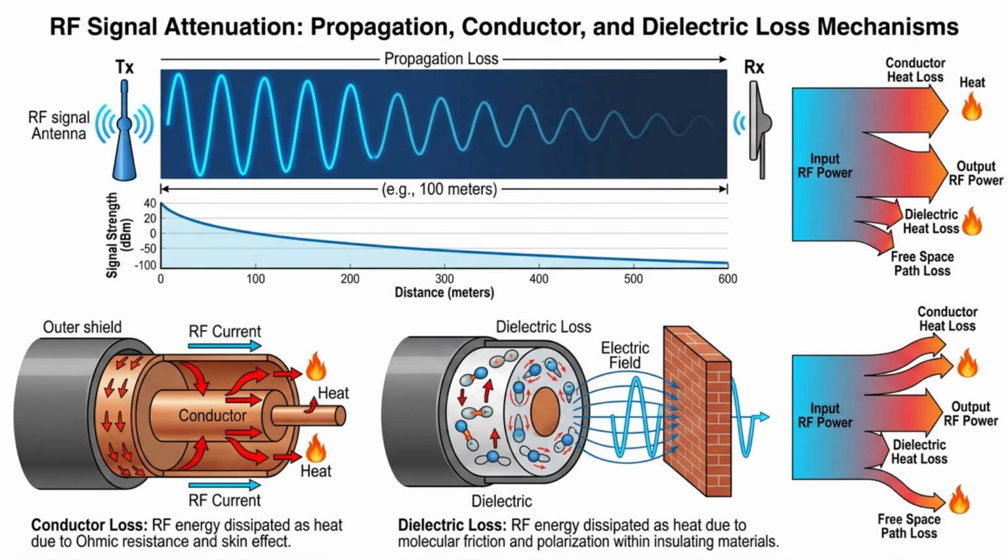A transmitter may generate 100 watts of RF power. But does all 100 watts reach the receiver? Not even close. Along the way, electromagnetic energy is lost in conductors, dielectrics, the atmosphere, and surrounding objects. Understanding where this energy goes is one of the most important tasks in RF engineering.